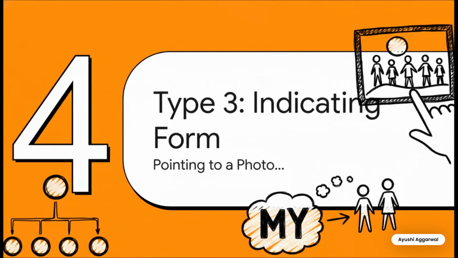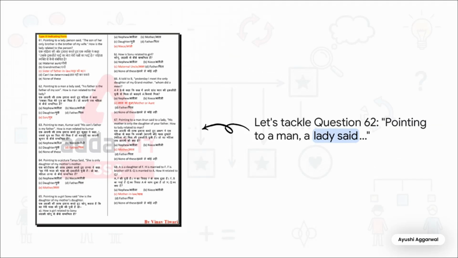Let's move on to our final type for today, what we call the indicating form. You've definitely seen these, the pointing to a photograph, a man said kind of questions. A lot of students get tangled up in these, but there's a golden rule. Always start from the person who is speaking. In other words, start with the word my. Let's take a look at question 62. It says, pointing to a man, a lady said, "His father is the father of my son." And the question is, how is the man related to the lady?